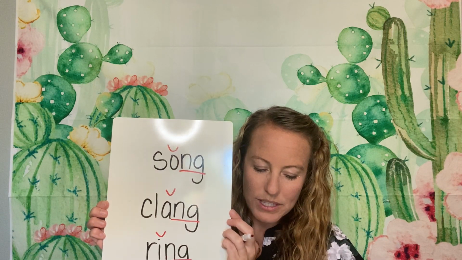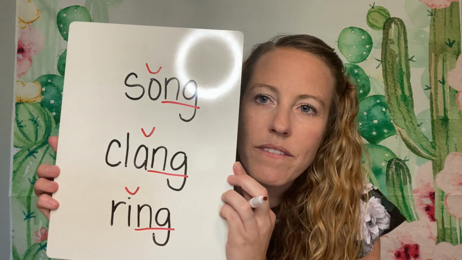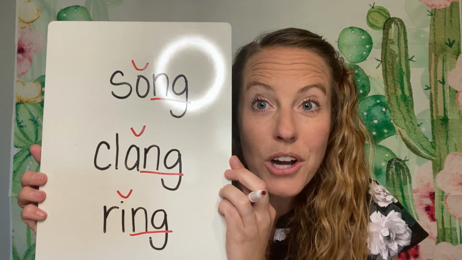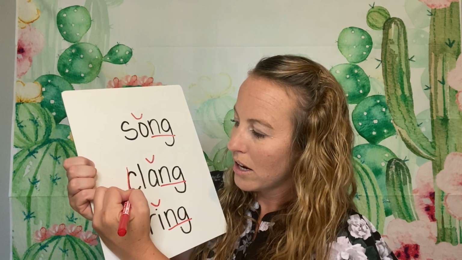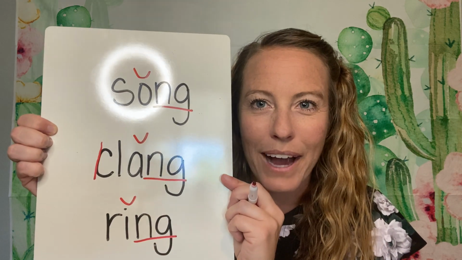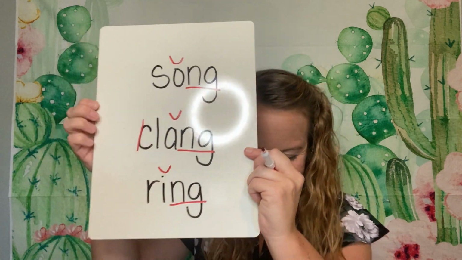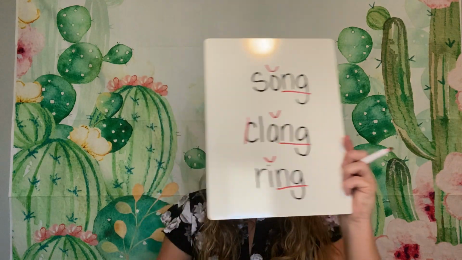Do these words need any other coding? Look at these words. Do any of them need another coding? Good job. The C, because it's saying clank, it needs its K back. Good job. Now we'll set those aside.